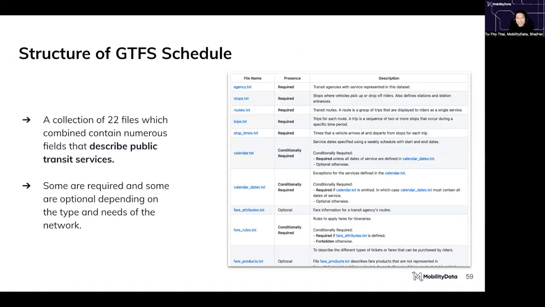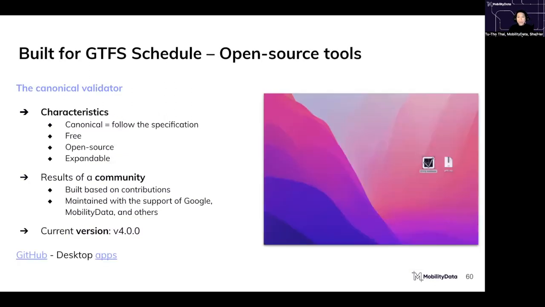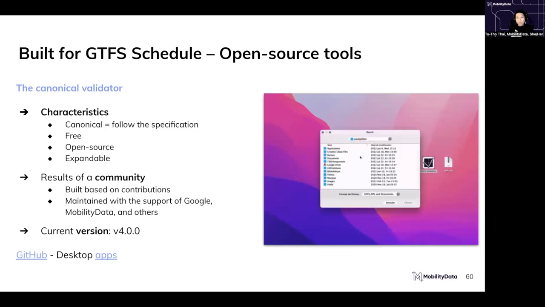The structure of GTFS has a total collection of 22 files that all combined can give quite a good description of your transit services. Static, this one is GTFS schedule. And again, same as GBFS, some are required or not. It really depends on what you want to represent and how your system is run. So for example, if you don't want to represent the fare information, you will not need the file, the endpoint relating to fares.